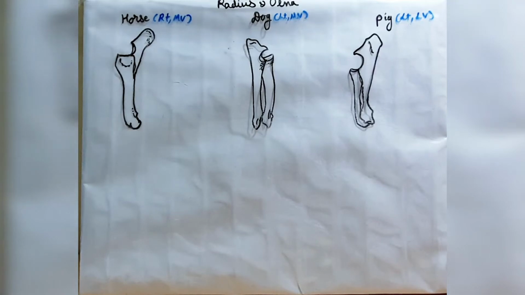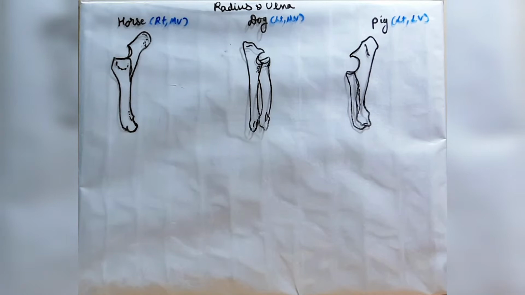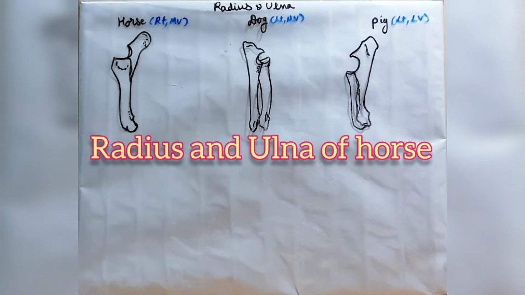Welcome to Vet Review. In this video, we are going to differentiate between the radius and ulna of horse, dog and pig. So first, let us start with the radius and ulna of horse.